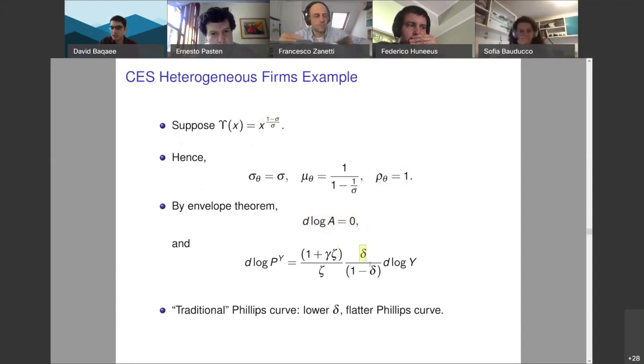And this is very intuitive. This is the traditional Phillips curve. The higher is price stickiness, the flatter is the Phillips curve. That's it. There's nothing else going on.